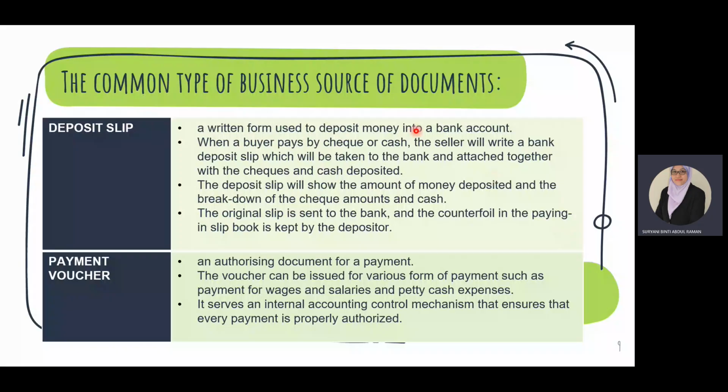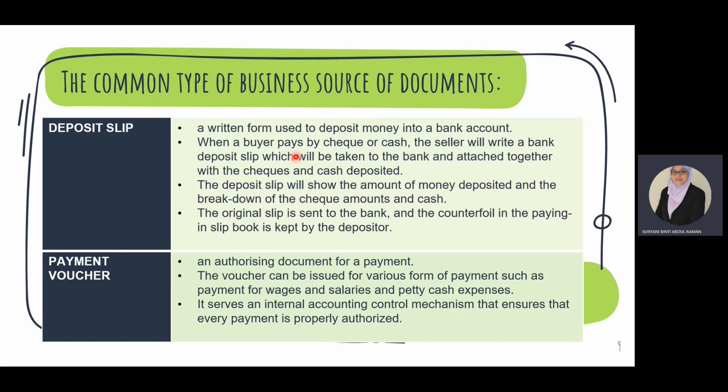Okay, another source document that is quite important to show the business transaction is the deposit slip. It's a written form used to deposit money into a bank. For example, when you want to bank in cash, after you have completed the transaction, the automatic teller machine will issue you a document to show that the deposit has been made. So that is also an example of a deposit slip.